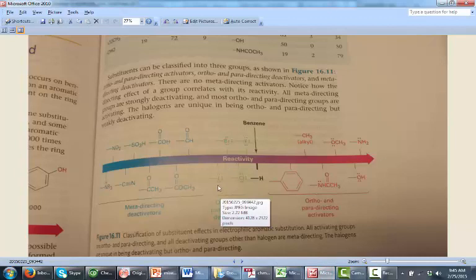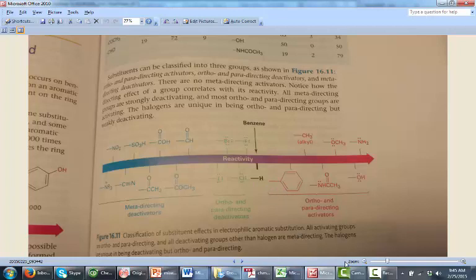So here's a picture of it. If I look at benzene over here, all of these electron donating groups are activating, so they're more reactive and ortho-para-directing. All of these electron withdrawing groups are deactivating and meta-directing, and here these halogens I'm showing are weakly deactivating, so they're less reactive than benzene, but not by a lot, and they are also ortho-para-directing.